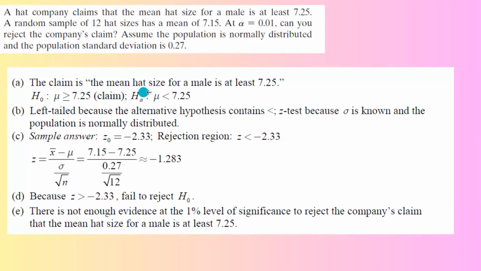The claim says the mean hat size for a male is at least, more than or equal to 7.25. At least means more than or equal to. So you convert that into greater than or equal to. And note that your claim and null hypothesis are the same thing. Your alternative hypothesis is its complement, its opposite, which is less than 7.25. Since you have the alternative hypothesis less than 7.25, you have a left-tail graph.